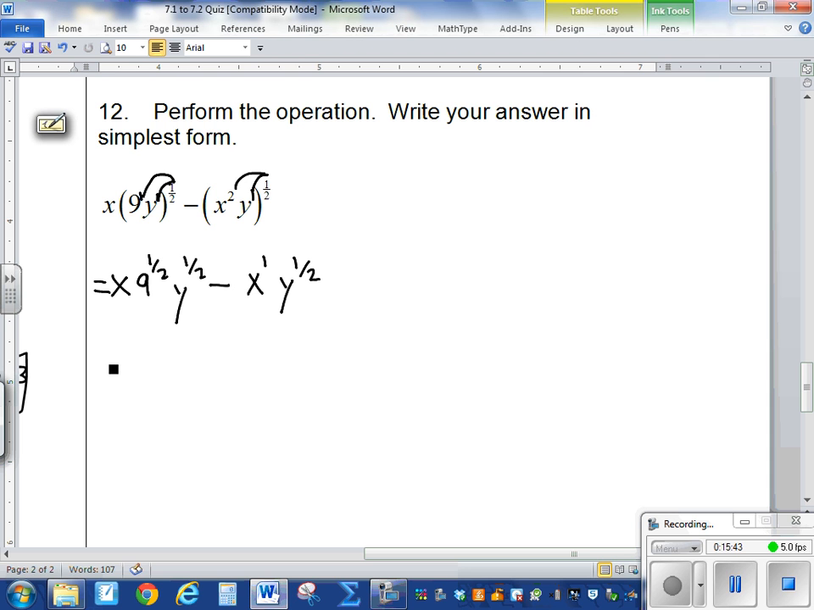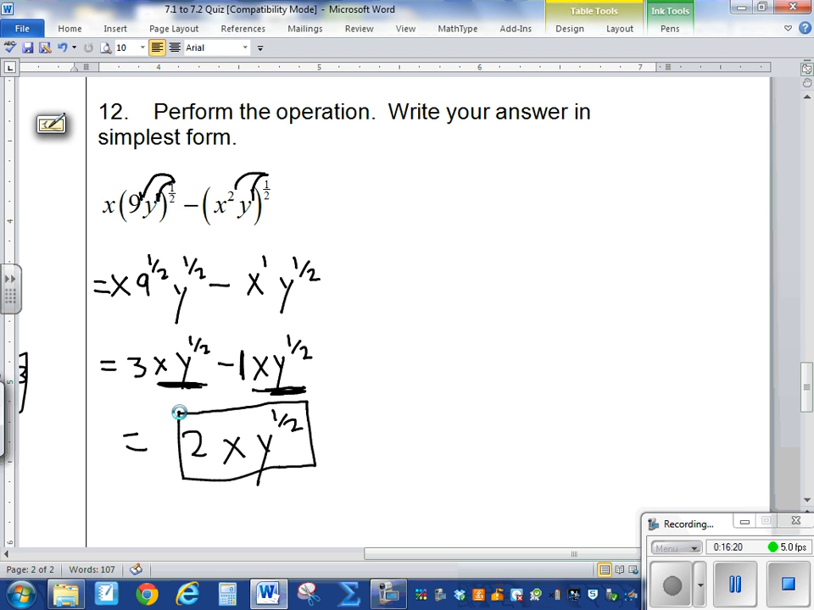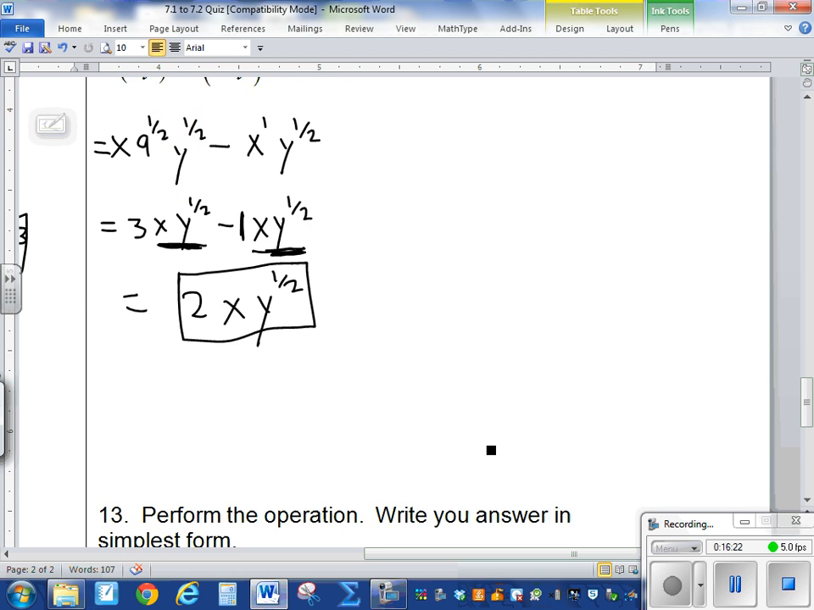And now the 1/2 power of 9 is a 3. That's basically asking you the square root of 9. Square root of 9 is a 3. Write your x, write your y to the 1/2 minus x, y to the 1/2. So now you have like terms here and here. So you got a 3 here, and remember there's a 1 there. So if I have 3 of these, and I take away one of the same thing, then you're going to have 2 of those. So 2xy to the 1/2. That's a cool circle. And last one.